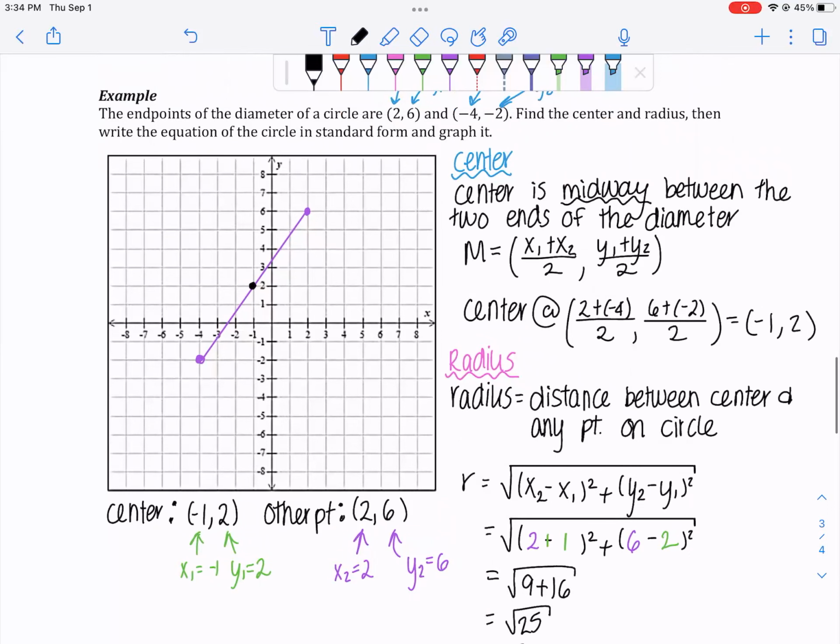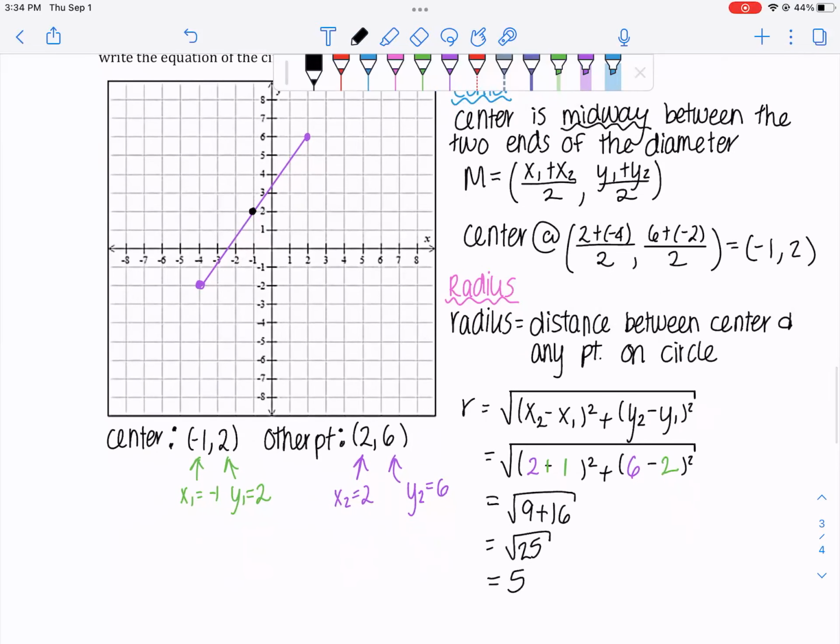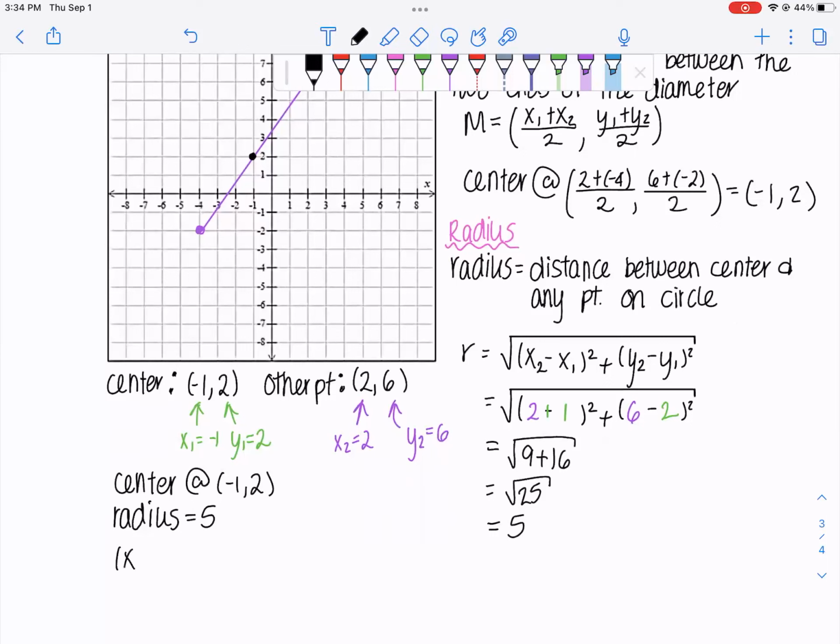We have found the center. We found the radius. We just need to write the equation of the circle and graph the rest of it. So center at (-1, 2), radius equals 5. Standard form is going to be (x + 1) squared plus (y - 2) squared equal to r squared, so 5 squared, 25. That is all the pertinent information there.